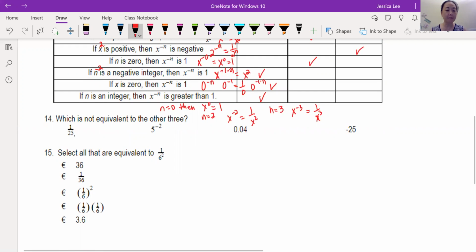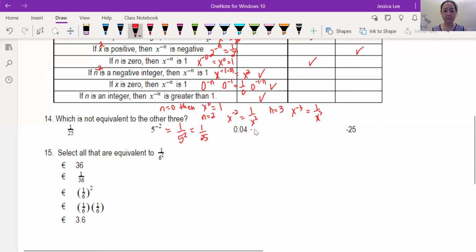But anyways, 1 over 25. There's not much to simplify there, so we're just going to leave it at that. And then 5 to the negative 2 power, we know that is equal to 1 over 5 squared. But we know that 5 squared is just 25, so it's 1 over 25. So I'm thinking that's going to be 1 over 25, right?